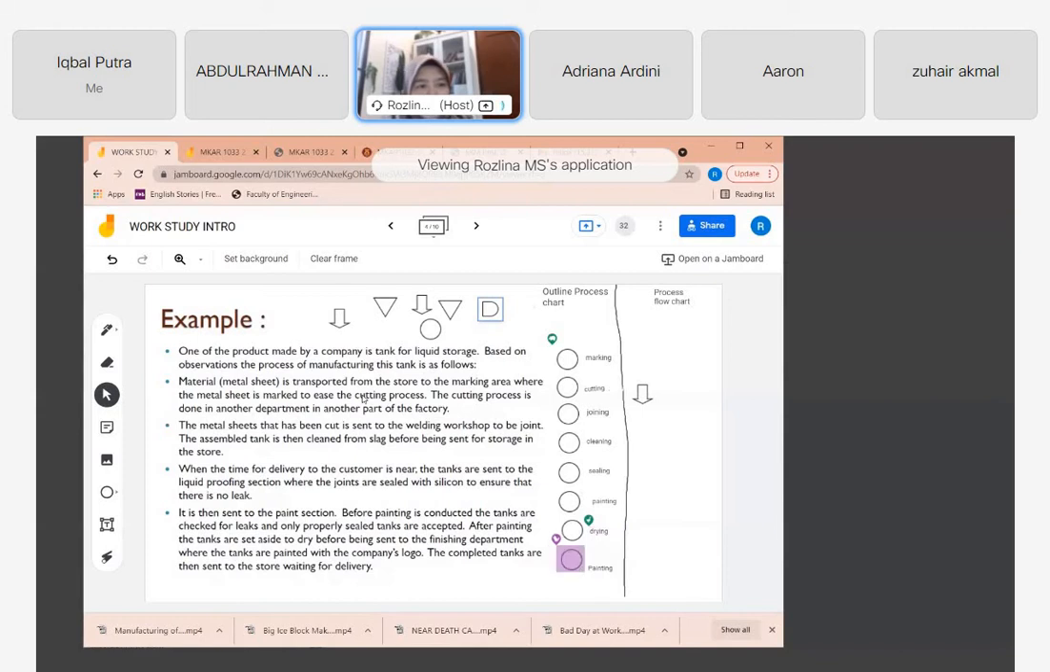Okay, for the first one, material is transported from the store. So that means the first symbol is what? Which comes first? Okay, storage, because material is transported from the store. So from storage, then it will be transported and the material will be transported to the marking area. The arrow is wrong. Reverse it. Right, back again?